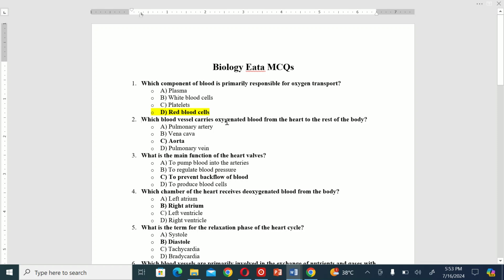Which blood vessel carries oxygenated blood from the heart to the rest of the body? A. Pulmonary artery, B. Vena cava, C. Aorta, D. Pulmonary vein. So the correct option is aorta. C is the correct option.